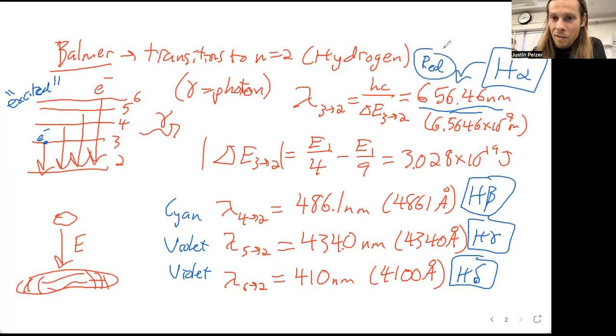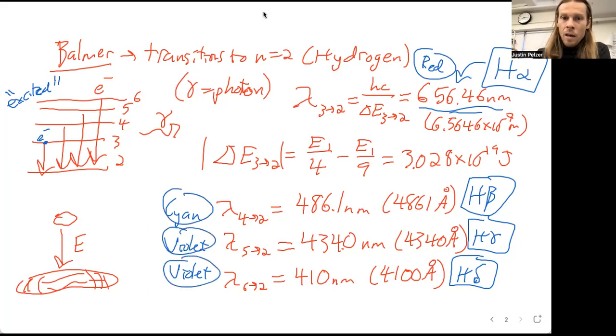Right there. Isn't that cool? So you can actually see these. So that's emission. What's kind of cool is that we can look at different elements and we actually see different things.